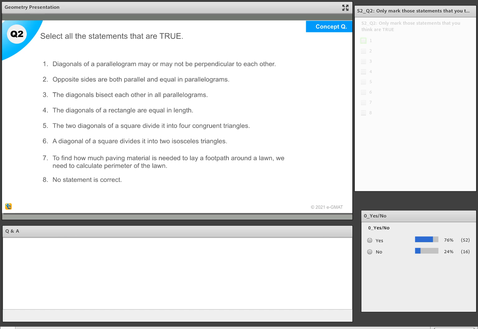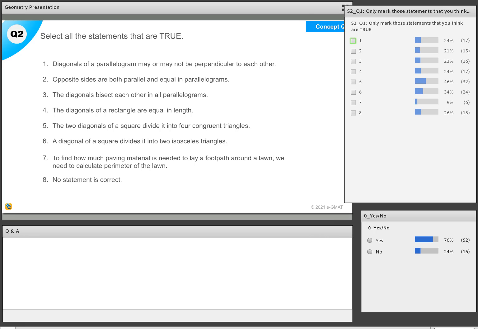So here is what you're going to do. I'm going to go back to the previous screen here. So I'm going to get you this one here. I'm broadcasting the results so that you can see what choices all of you selected.